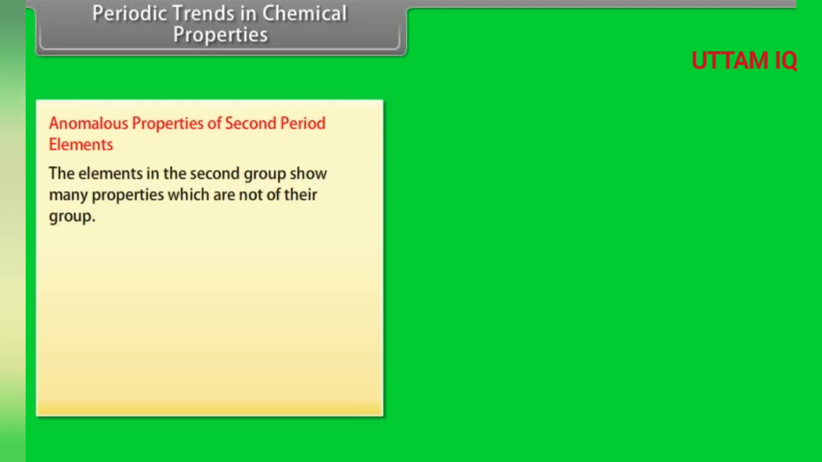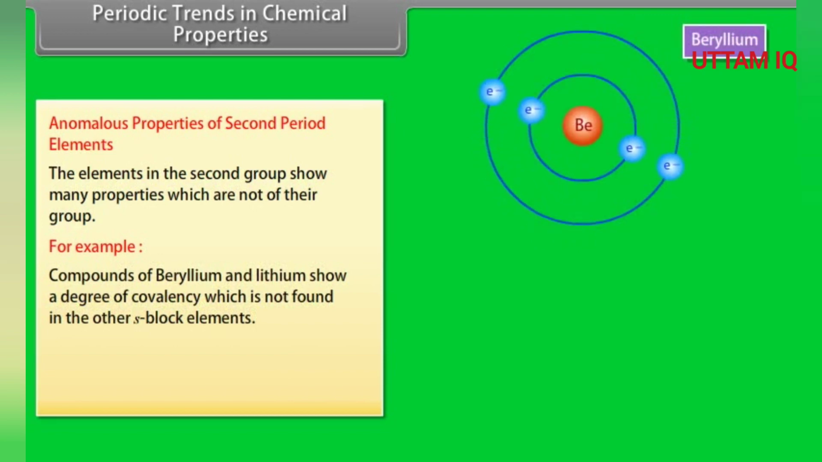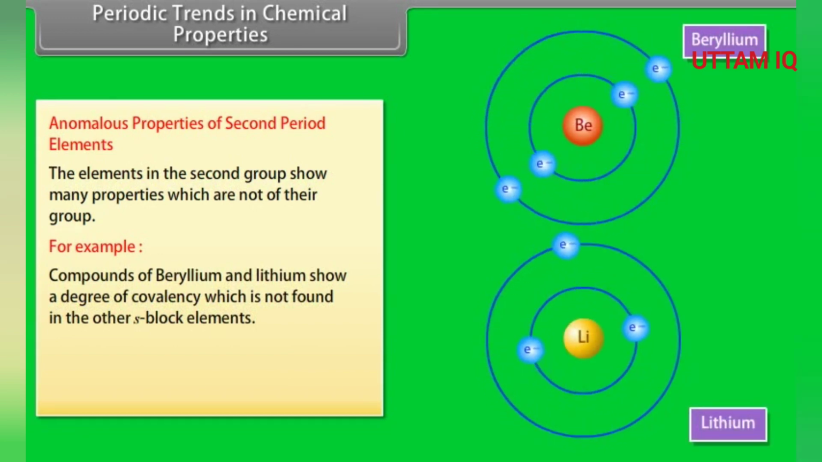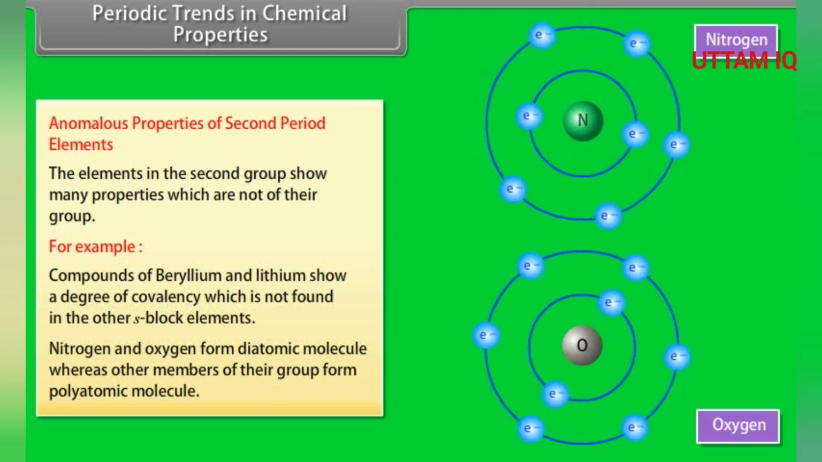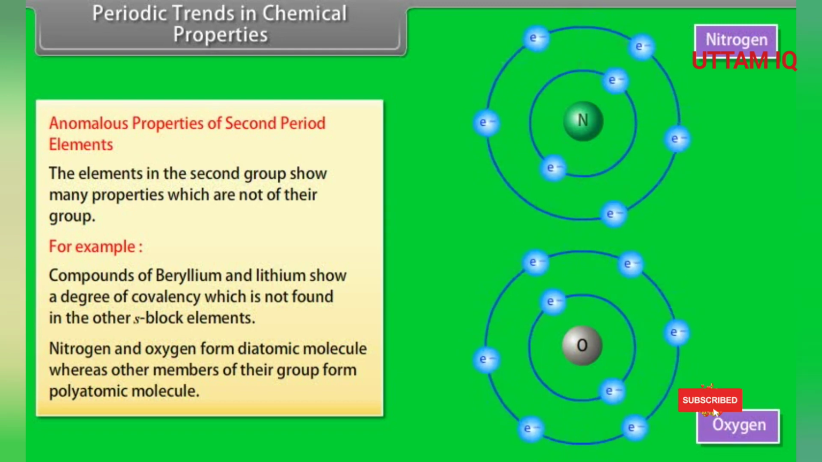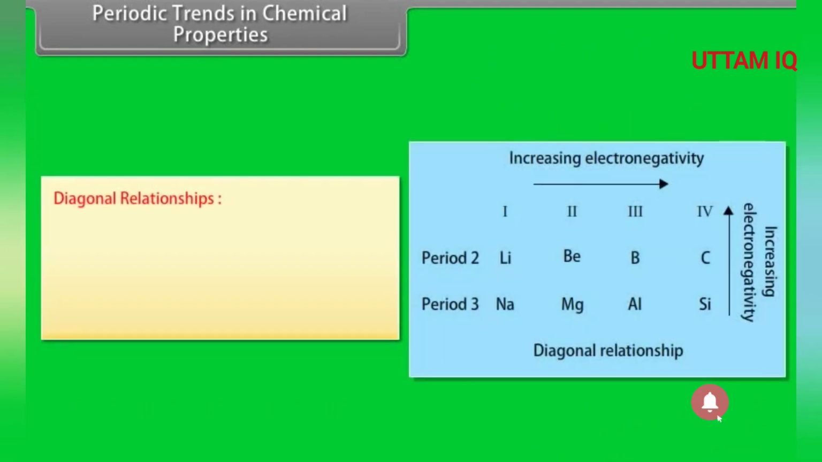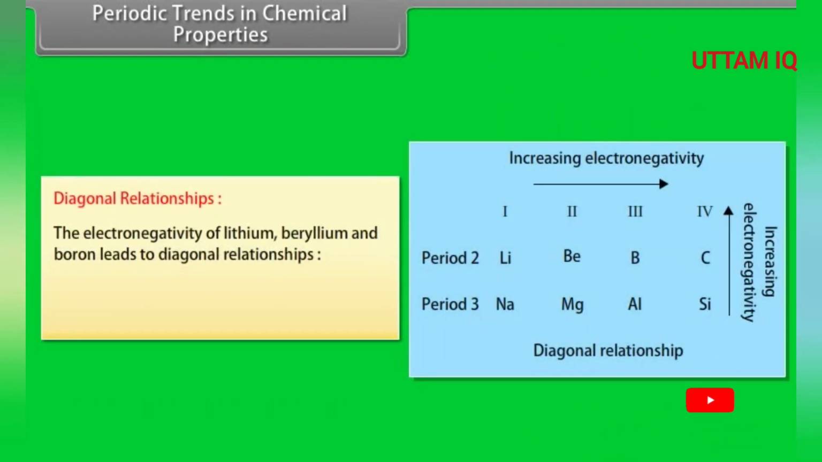Anomalous properties of second period elements. The elements in the second period show many properties which are not found in the rest of their group. For example, compounds of beryllium and lithium show a degree of covalency which is not found in the other s-block elements. Nitrogen and oxygen form diatomic molecules, whereas other members of their group form polyatomic molecules. Diagonal relationships. The electronegativity of lithium, beryllium and boron leads to diagonal relationships. Lithium is strikingly similar to magnesium, beryllium to aluminum and boron to silicon.